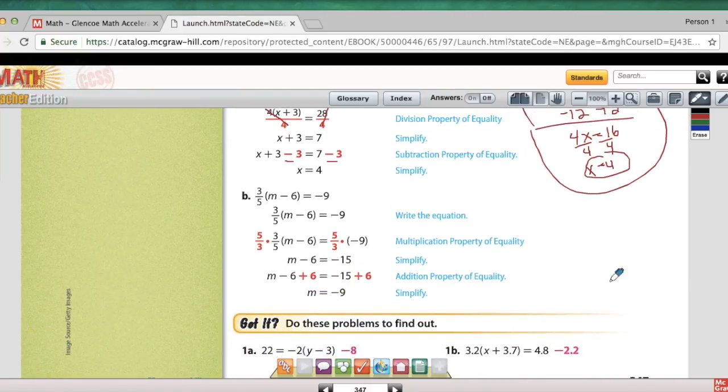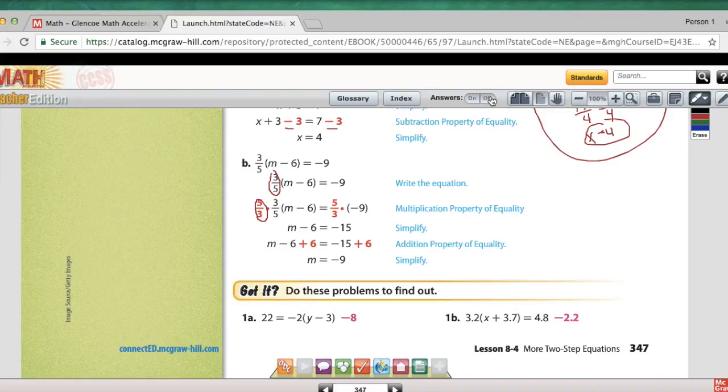So in B, notice to get rid of the 3/5, multiply by the reciprocal, 5/3, and then add 6 to both sides. So at the bottom here, let me go ahead and turn my solutions off so I'm not distracted by that. The first thing I will do to isolate my variable is get rid of the coefficient, so divide by -2. And so I get 11 equals y minus 3, plus 3, plus 3, 14 equals y.